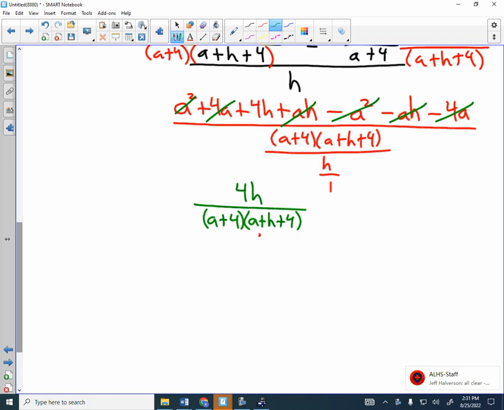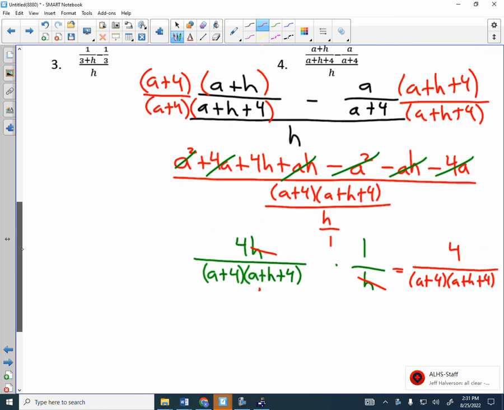instead of dividing by h over 1, we multiply by 1 over h. What happens? The h is canceled. And now you're done. 4 over a plus 4 times a plus h plus 4. A little tricky, huh? I did the tougher one.